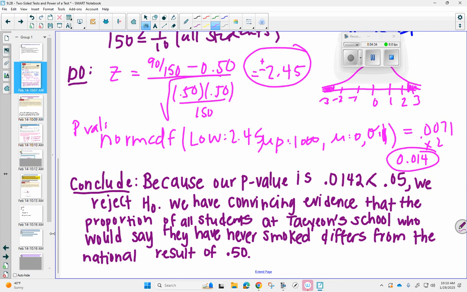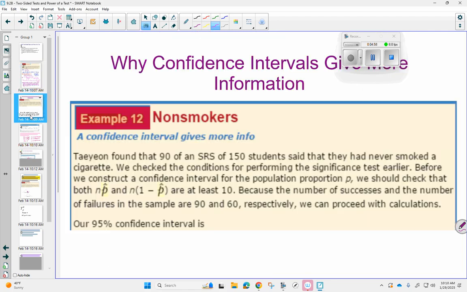national result of 50%. Now, we don't actually know greater than or less than. Even if our sample was greater than or less than, it was greater than, all right? We don't know that. We just say in the concluding sentence that we have convincing evidence that it's different. And this is who would say. So we did include that in our conclusion for kind of the bias that you're thinking of, all right? Now, confidence intervals.